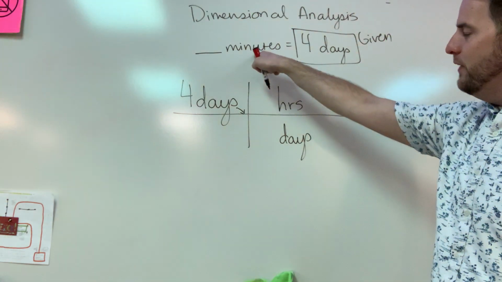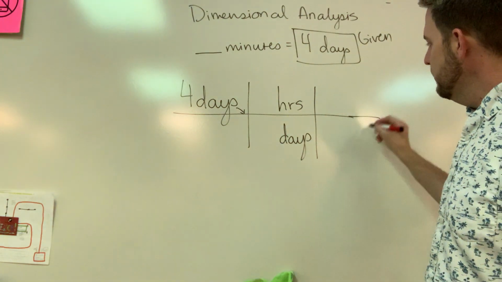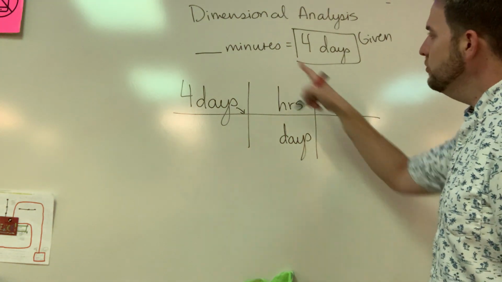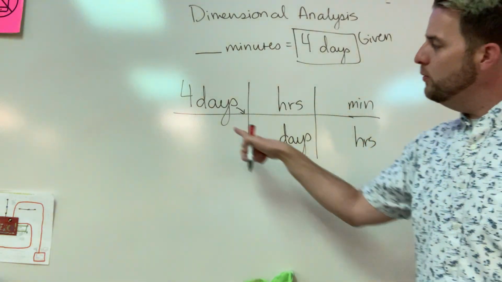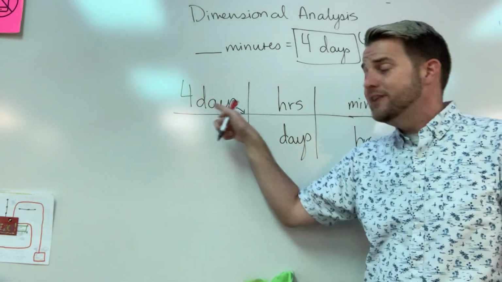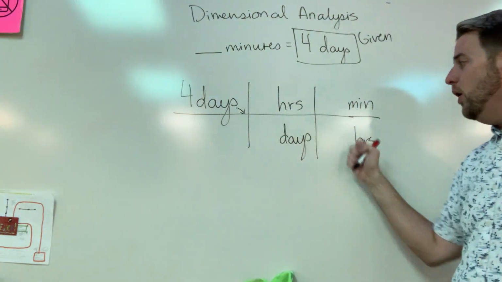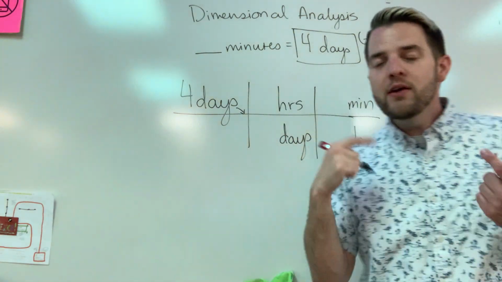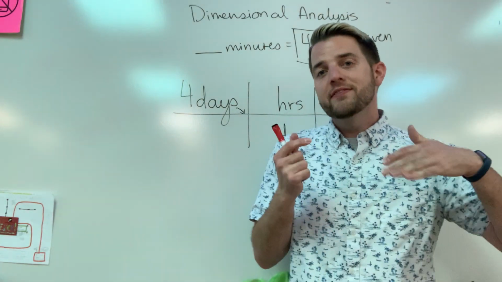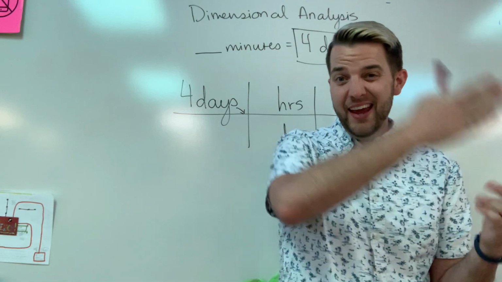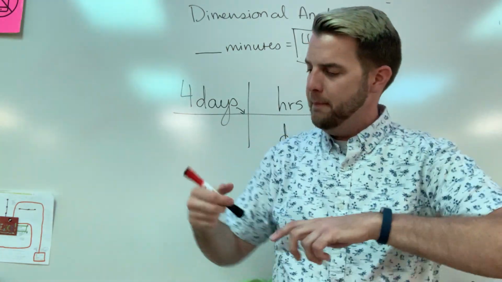Hours is not where I want my final answer, so I'm going to need to convert out of hours at some point to minutes, because I know a relationship that exists. I don't know a relationship that exists directly between days and minutes, but I can use a relationship in between to help me get there, okay? That's why it's a multi-step process in a lot of cases, because you're trying to get from A to B, but you have to pass through a couple things to get there, okay?